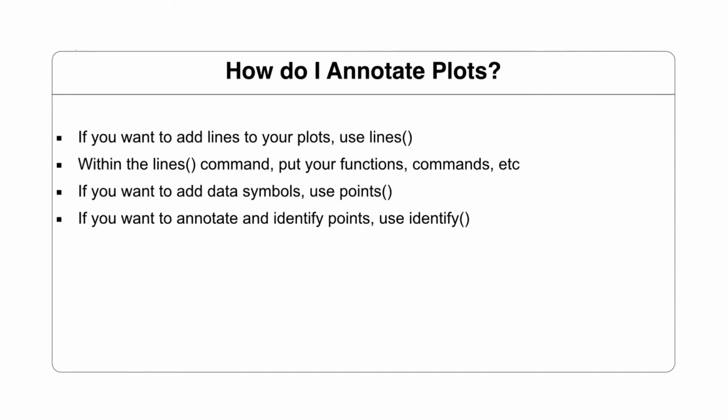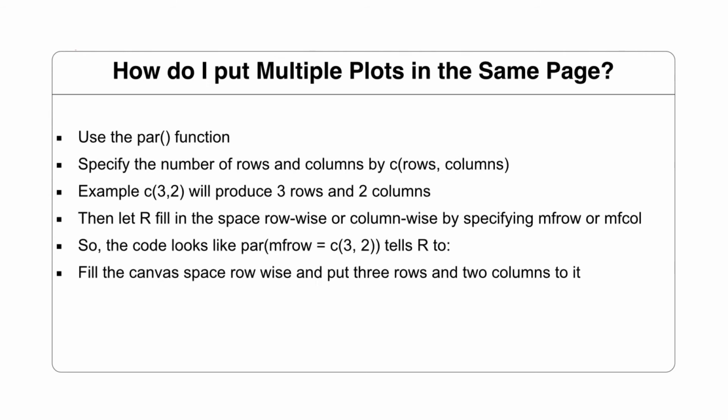But quite often, we would like to see multiple plots on the same page. And when you do that, you use what is known as the par or parameter function. Using the par function, you actually specify the rows and columns. So if you wanted to put two plots side by side, which means 1 row and 2 columns, you would say c, which is concatenate, 1, 2. So rows come first and columns come second. And then you would like them to fill up row-wise. So you'll say mfrow, which basically tells R that you would like to have the plots filled row-wise.